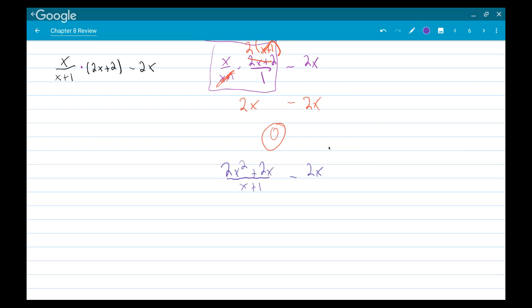And then people ask, well, what do I do from here? And what you would do is you would get a common denominator, okay? So if you want, you could get a common denominator by multiplying by x plus 1 over x plus 1. And you'd get 2x squared plus 2x over x plus 1. And go figure, you'd get the exact same thing over on the other side. So then when you subtract those two fractions, that's why you get 0.